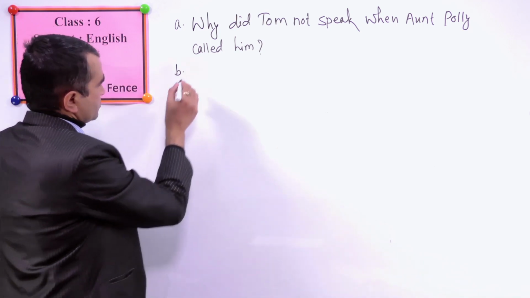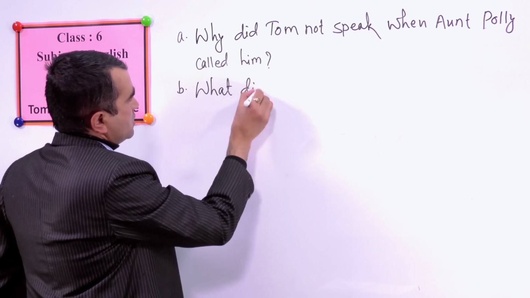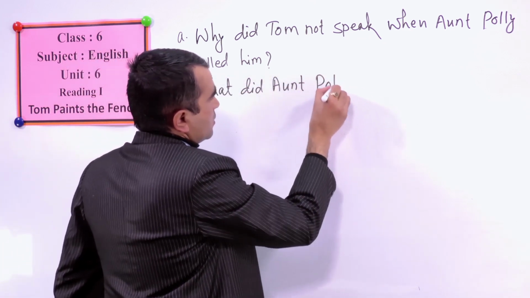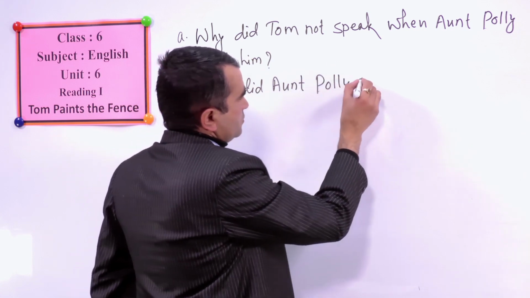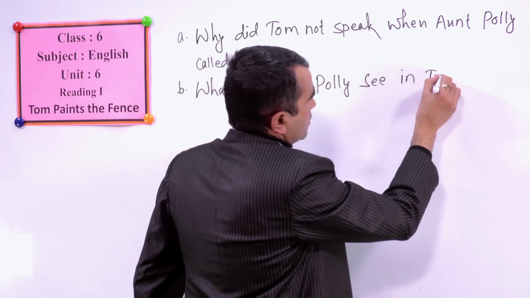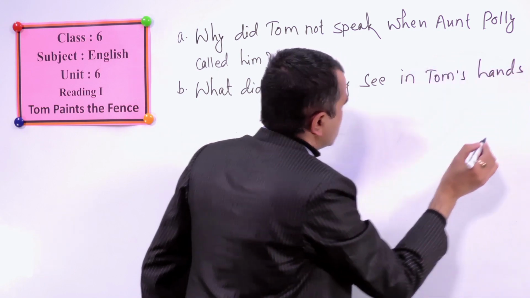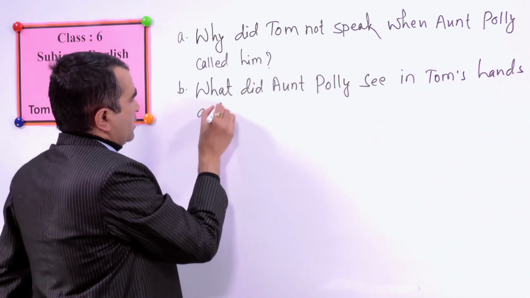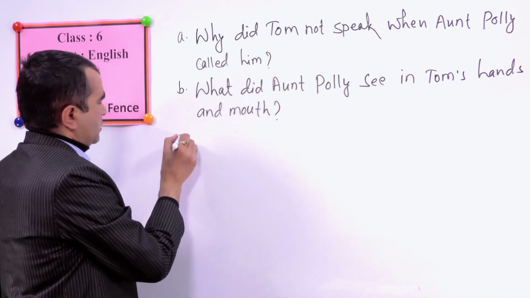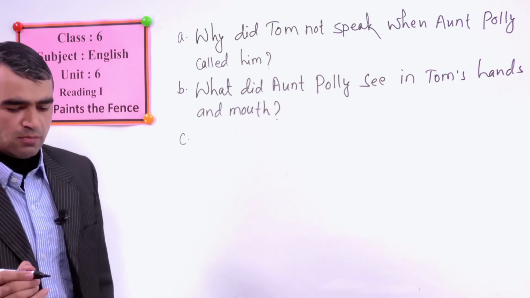Second question, what did Aunt Polly see in Tom's hands and mouth? Okay, what did Aunt Polly see in Tom's hands and mouth?